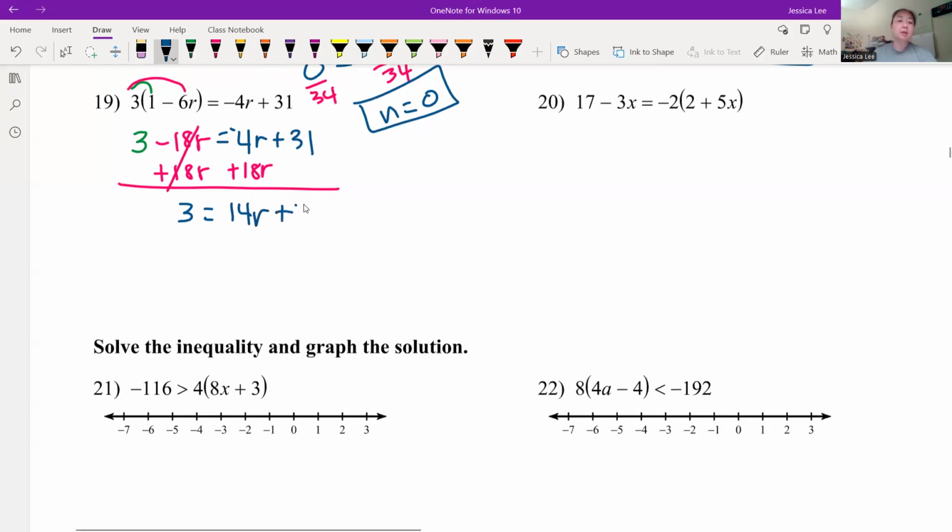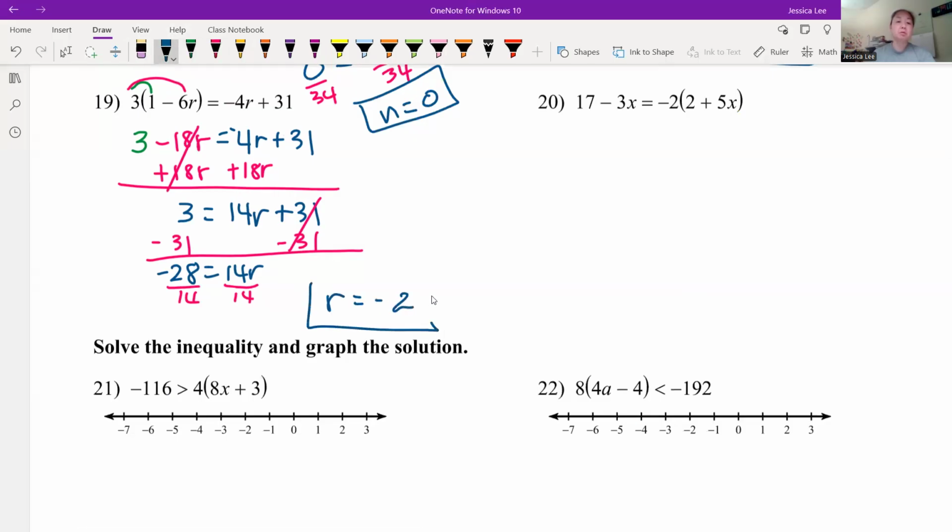Don't forget, I can't forget the plus 31. Oops, almost forgot that. And now again, it's a two-step equation. So we're going to subtract 31 on both sides, and what are we going to do? 3 minus 31 is going to be negative 28 is equal to 14r. And divide by 14, and we get r is equal to, yes, negative 2. Done.